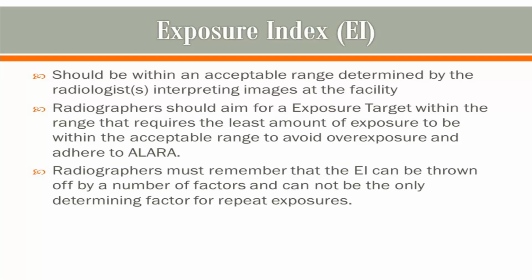Aiming for a target in the middle is easier and gives technologists more wiggle room for errors, but it is not the responsible or ethical thing to do. Technologists should challenge themselves to aim for the least amount of radiation needed to produce an optimal image. Radiographers must remember that the EI can be thrown off by a number of factors and cannot be the only determining factor for a repeat exposure. This is why technologists are taught to evaluate their images on indicators other than the EI as well.